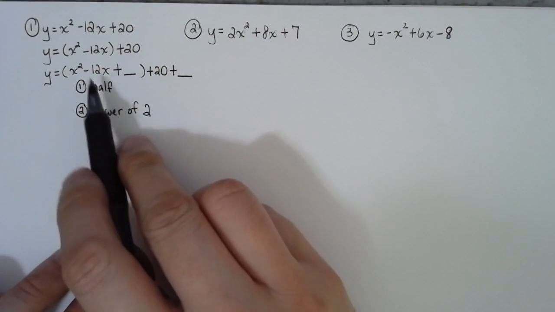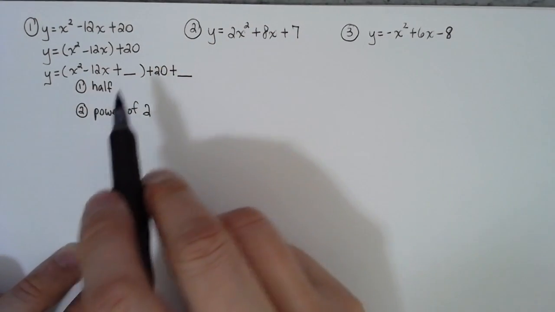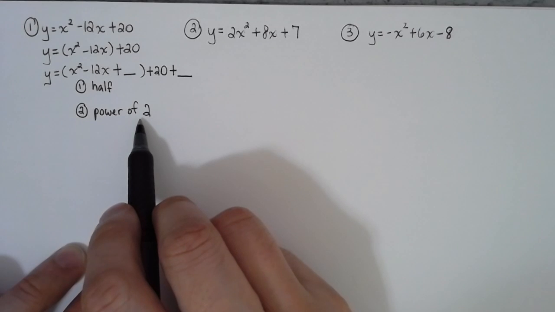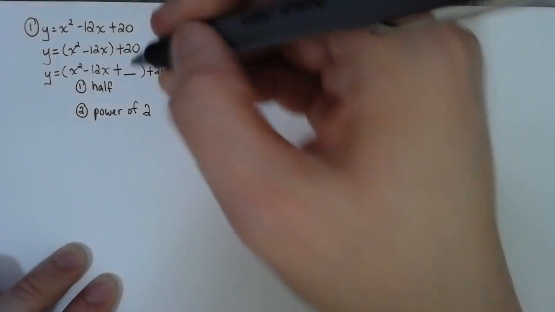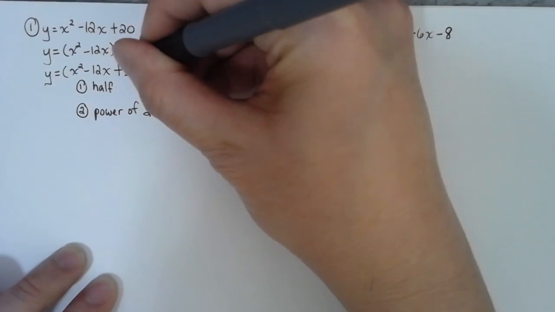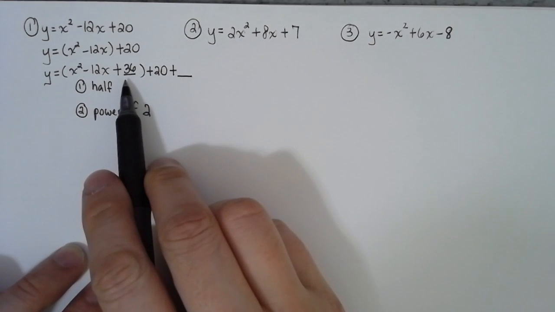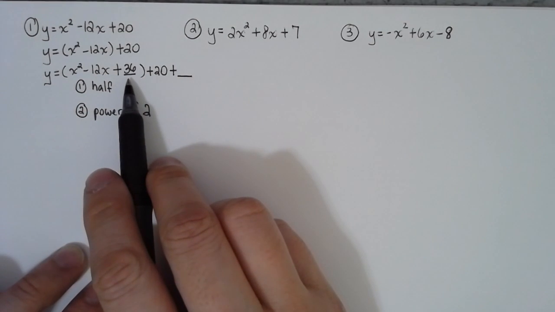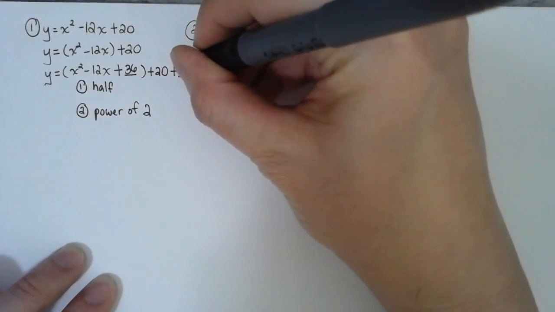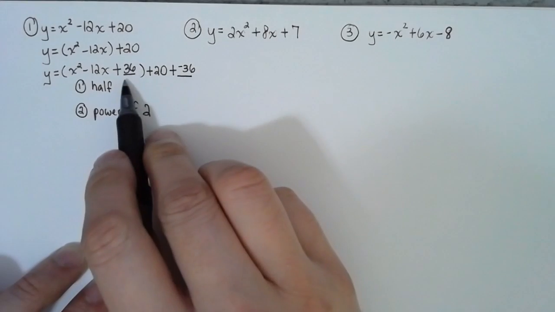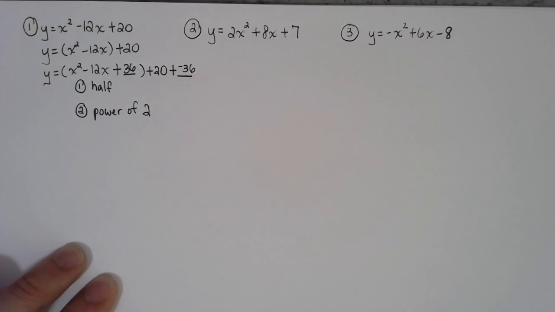So half of negative 12 is negative 6. Negative 6 to the power of 2 is the same thing as negative 6 squared, which is also the same as negative 6 times negative 6, which is positive 36. By adding 36, I just changed the problem. In order to balance it out, I need to cancel that add of 36. We need to add a negative 36 in order to cancel them out to 0, and you're back to where you started from the beginning.